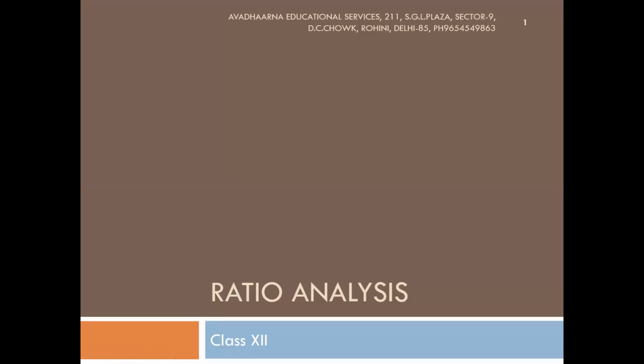Today is the fifth session of this chapter, ratio analysis. In the last session, we had discussed two of the solvency ratios, that is debt to equity ratio and total assets to debt ratio. In today's session, we'll be discussing the proprietary ratio and interest coverage ratio. These are also among the solvency ratios.